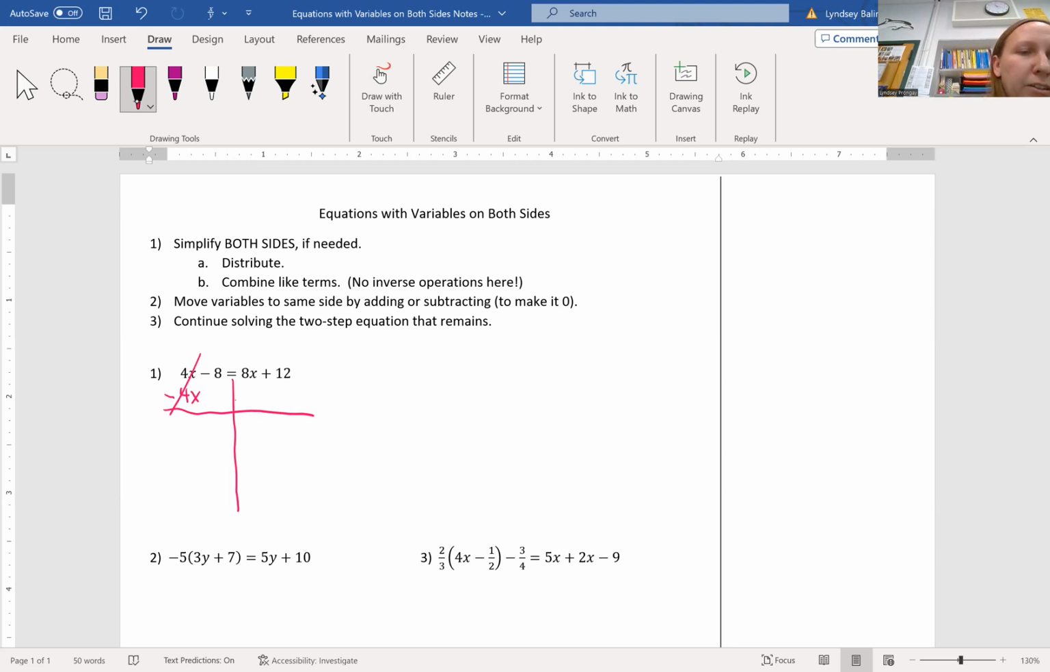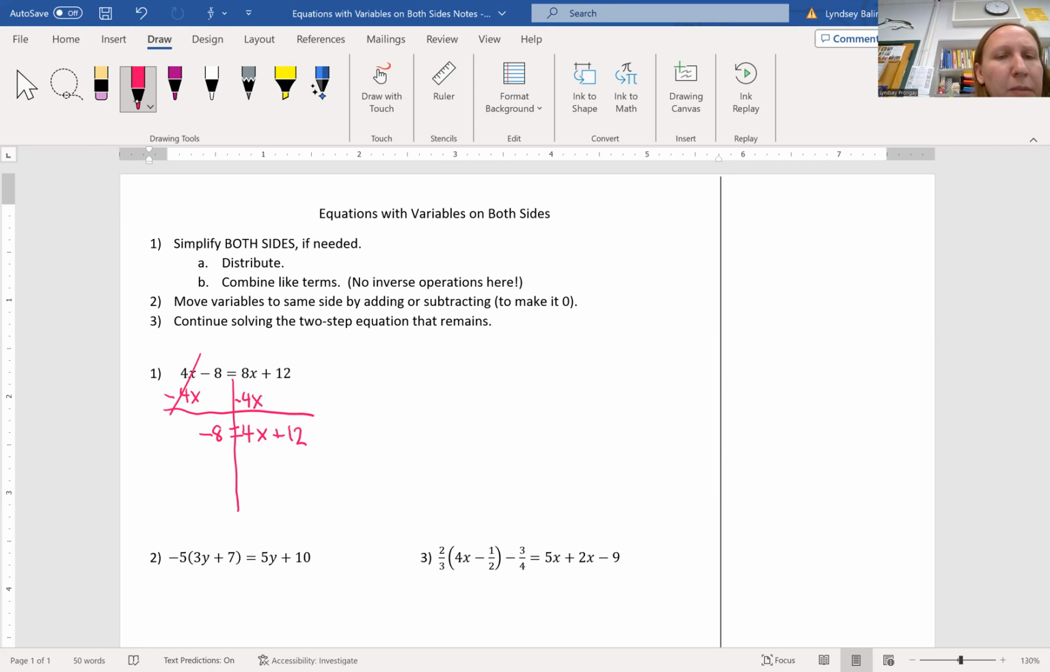And whatever you do to one side, you do to the other side. And now over there, I have 8x minus 4x, and I still have 4x's on the right. And I'm going to still bring everything else down. So I have a negative 8 on the left, keep that sign with it, and bring down that plus 12. And now it's a two-step equation.